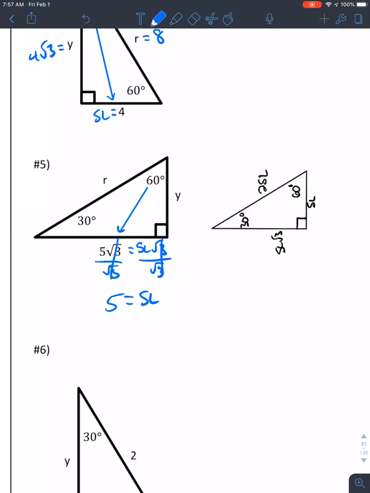Once you know what the short leg is, finishing the problem is typically relatively easy. Opposite of 30 is the short leg, that's 5. Opposite 90 is the short leg doubled, 2 times 5 is 10. Problem's finished.